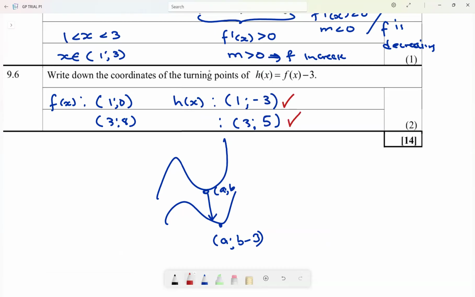Stop being mathematicians, guys. Stop doing that. Just understand what is being required of you. Okay, the formula for the turning point is x, y minus 3, because what we are affecting is the value of y.